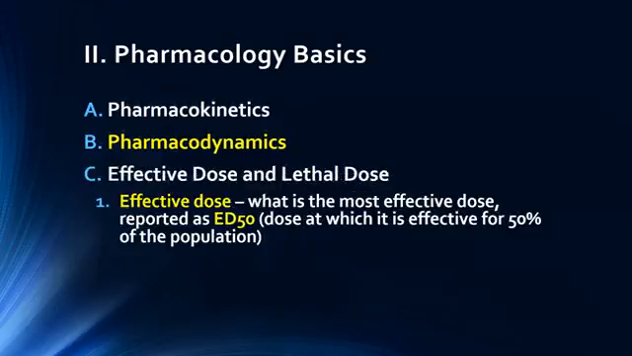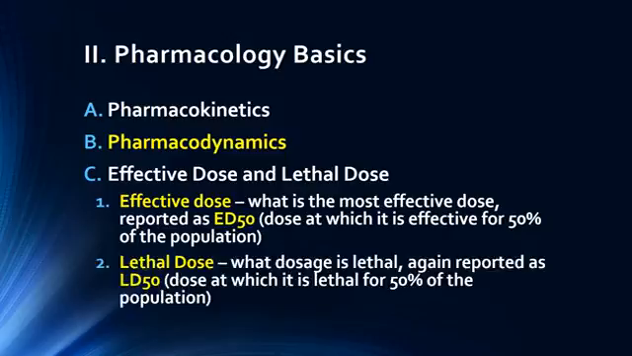The effective dose is the most effective dose, reported as the ED50, which is the dose at which a drug is effective for 50% of the population. That means a lower dose will be effective for many people and a higher dose is required for other people. So there is a great deal of variation here. There is a lot of work being done in how genetics might be able to provide us with better information about how to dose individuals.